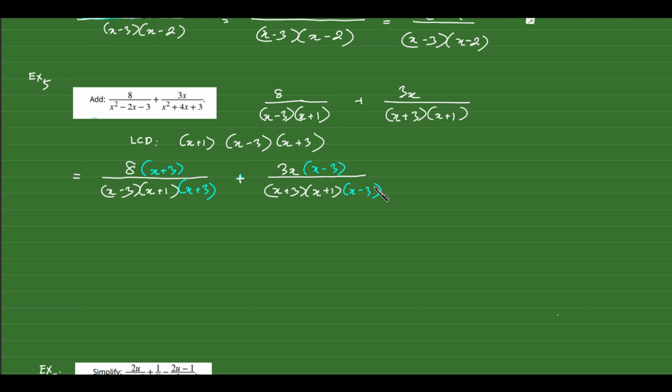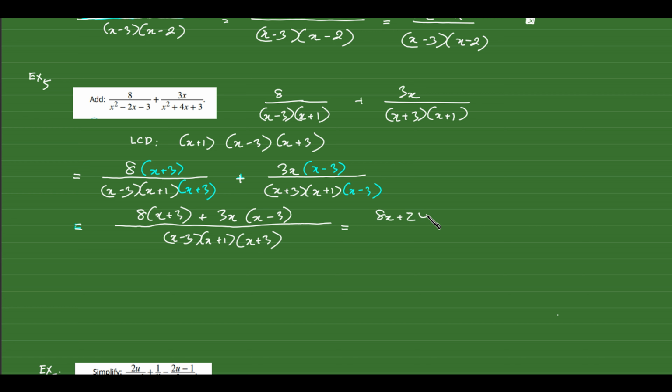All right. So right now we have the same denominator already, so we can go ahead and combine them. We have x minus 3, x plus 1, x plus 3. Just combine them, okay? Don't distribute it yet. We're not rushing. After you combine them, then you distribute it.